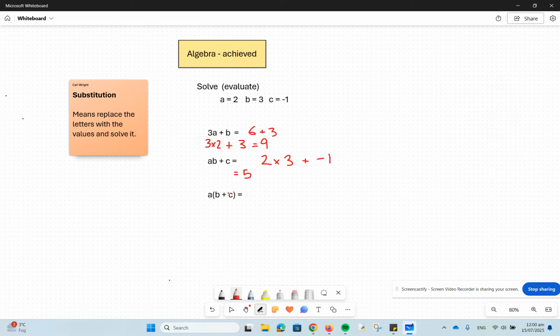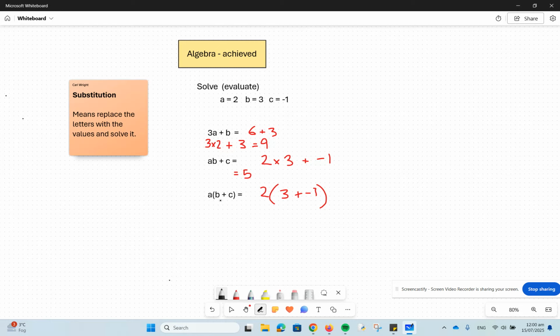Okay, now let's use substitute on this one here. So let's replace the A with a 2, and I'm going to rewrite it. The B becomes a 3. The C becomes a -1. Plus -1. Okay. Right. So now I've done that.